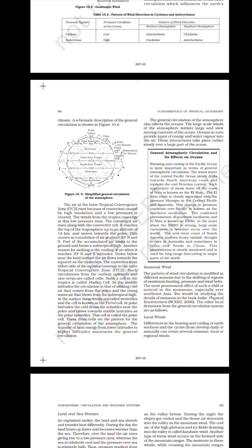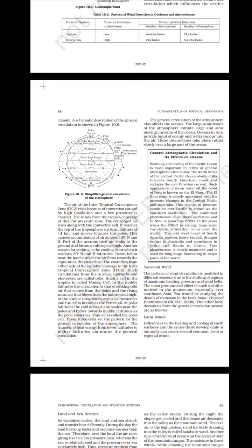Another reason for sinking is the cooling of air when it reaches 30 degrees north and south latitudes. Down below near the land surface, the air flows towards the equator as the easterlies from either side of the equator converge in the intertropical convergence zone. Such circulations from the surface upwards and vice versa are called cells. Such a cell in the tropics is called Hadley cell.